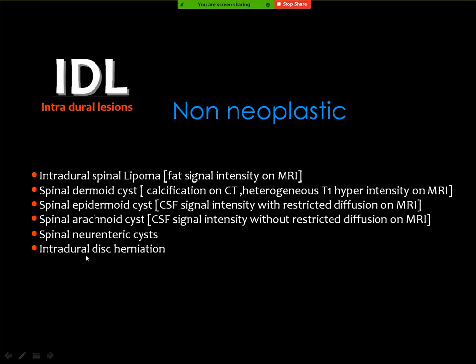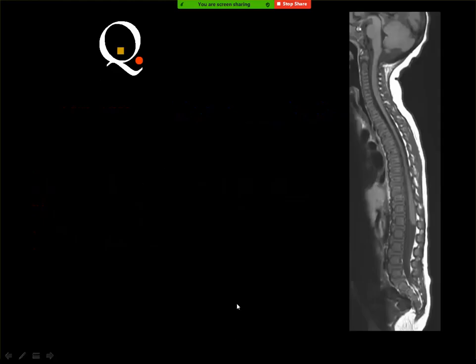And sometimes, as I have mentioned in the lectures, the disc may herniate and extend inside the dural space. And at that time, you know that this is disc because it is exactly at the level of the disc. Then what do you think about this?